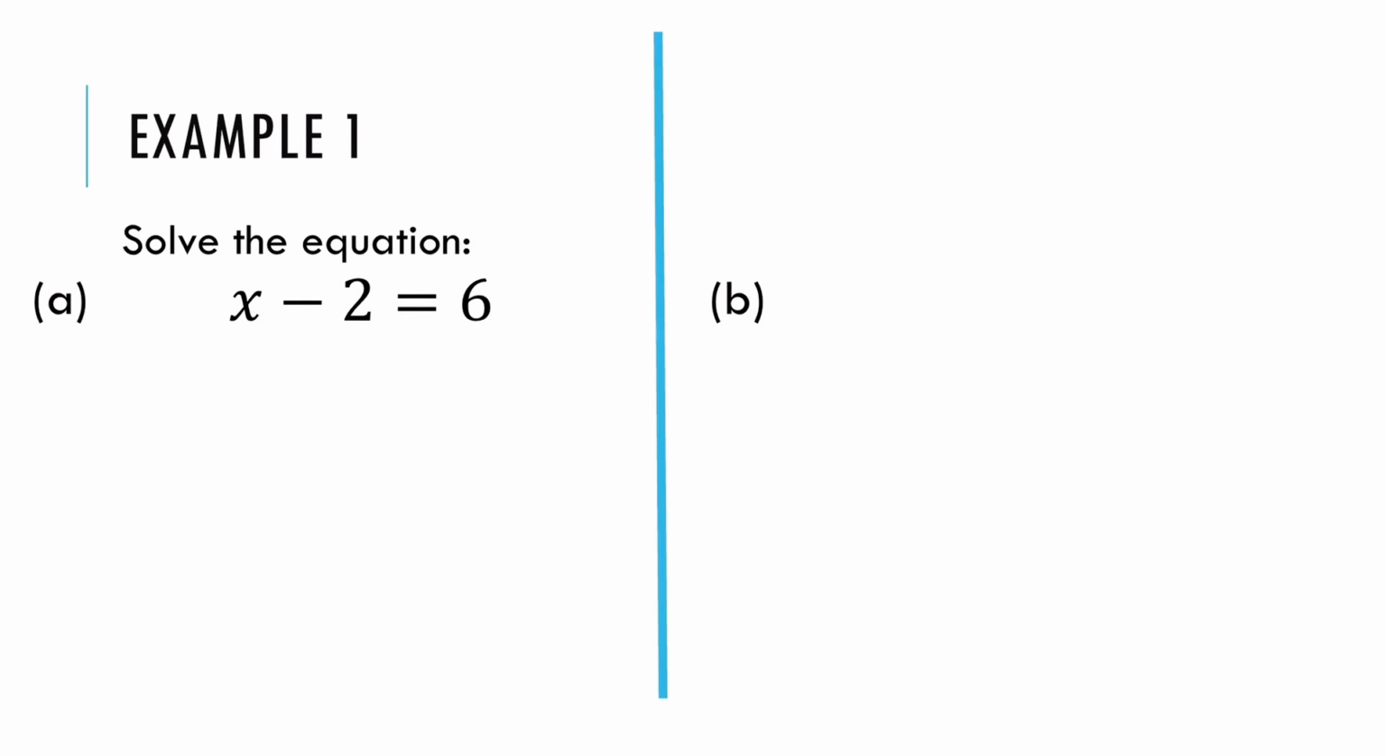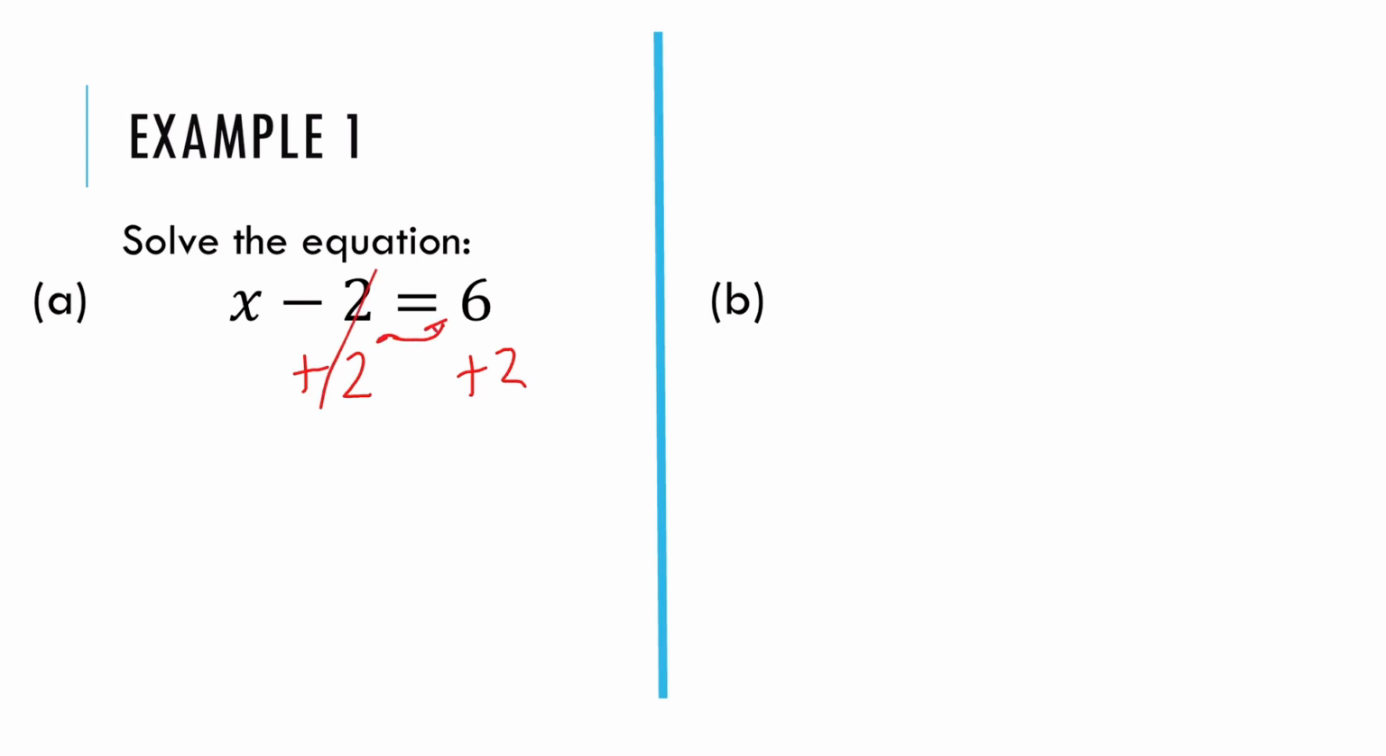x take away 2 equals 6, so we would like x on its own. The issue is that minus 2 is on the same side of the equals as the x. So we need to cancel out the minus 2. In order to do this, we do the opposite of taking away 2, which is adding 2. However, if you do something to one side of an equation, you also need to do it on the other side. So we need to add 2 to the other side. Remember, when I talk about the two separate sides of an equation, I mean on either side of the equals.